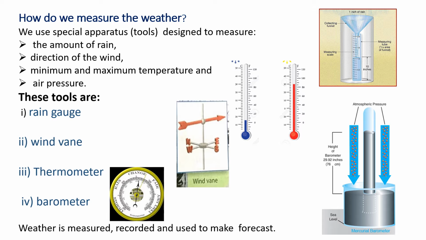They help us measure the amount of rain, the direction of the wind, minimum and maximum temperature, and the air pressure. These tools are named as number 1, rain gauge, number 2, wind vane, number 3, thermometer, and number 4, barometer. Weather is measured, recorded, and then used to make forecasts about the future.